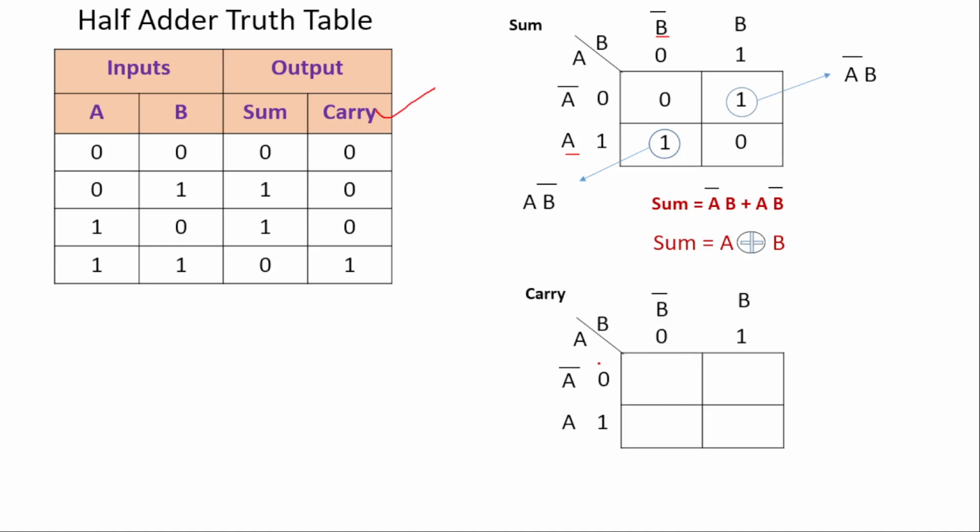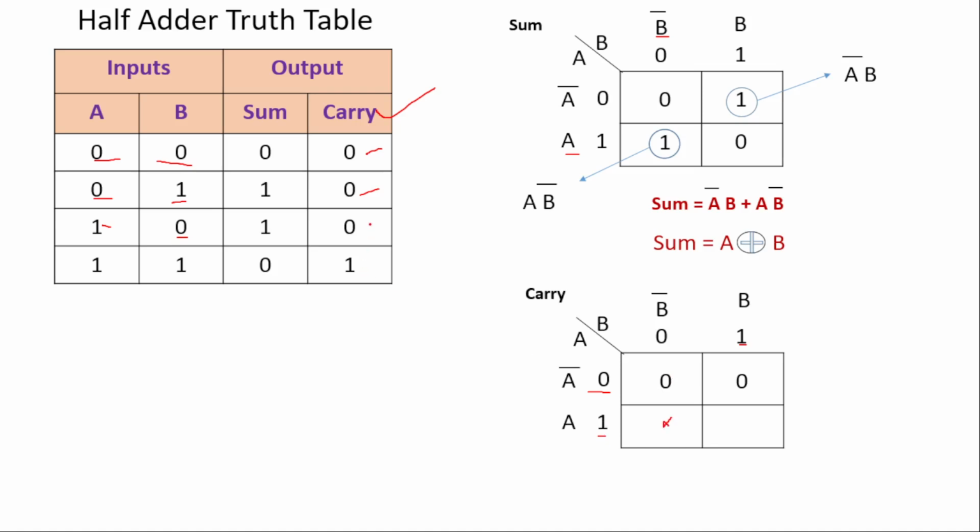The same K-map will be drawn once again, and inside the K-map the values will be entered one by one. When A is 0 and B is 0, carry is 0. So carry is entered here. When A is 0, B is 1, carry is again 0. Third case, A is 1, B is 0. A is 1 means this case, B is 0 means this case, so we are going to enter here.